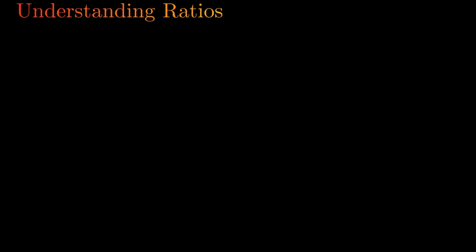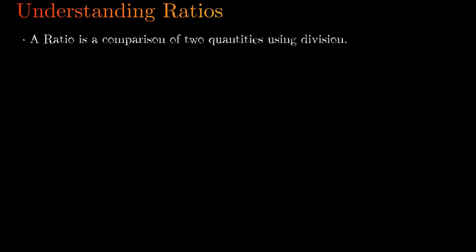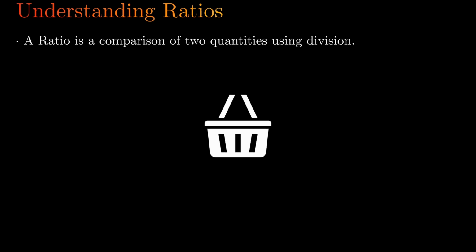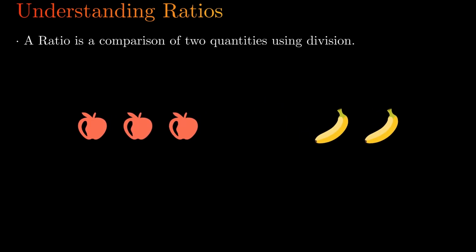First up, let's talk about ratios. Simply put, a ratio is a comparison of two quantities using division. It tells us how much of one thing there is compared to another. Imagine we have a fruit basket. Inside, we have 3 red apples and 2 yellow bananas. We can write this comparison in 3 different ways, but they all mean the exact same thing.